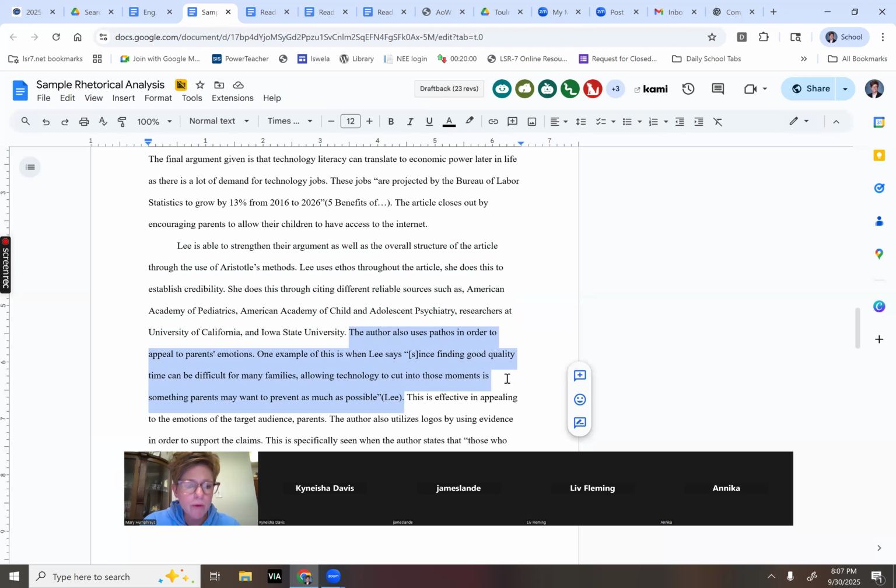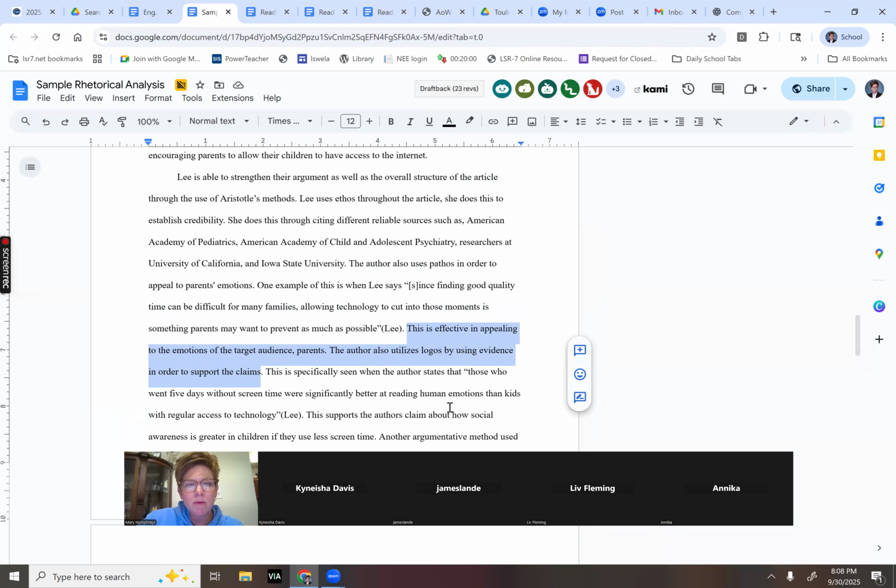The author also, so we have a transition, also uses pathos in order to appeal to parents' emotions. So they've established that parents are the intended audience for this particular text. Now, here's what I like. They don't just say they use pathos and move on to something else. One example of this is when Lee says, quote, "Since finding good quality time can be difficult for many families, allowing technology to cut into those moments is something parents may want to prevent as much as possible." Here, this is effective at appealing to the emotions of the target audience, parents.